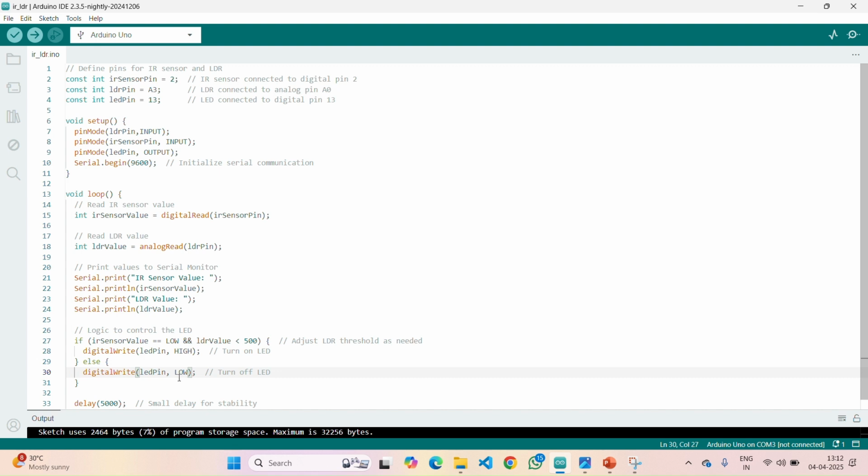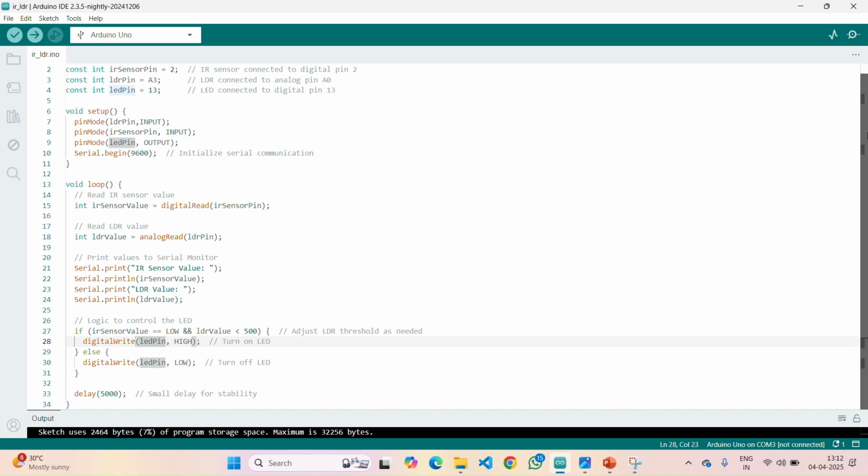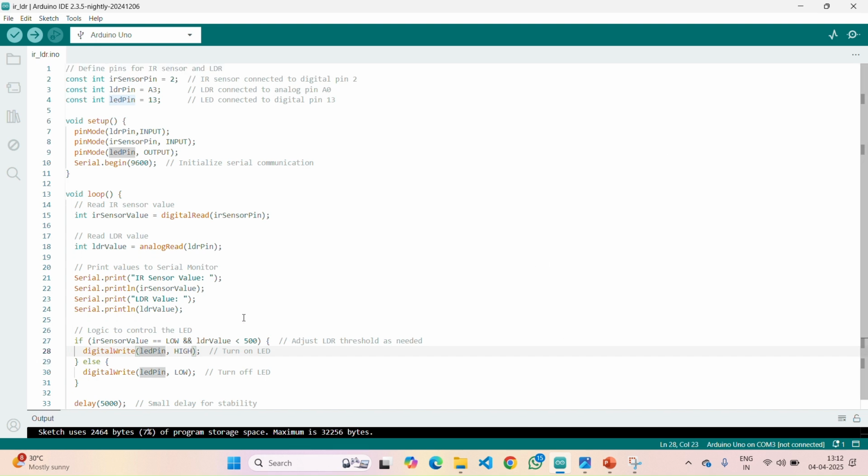If the LDR value is less, it means it is night time, but if there are no vehicles or no humans on the road, what's the use of using lights? That case is also handled by our program. Only if it is dark and motion is detected, then only we are going to turn on the LED. This is how our program is going to work.